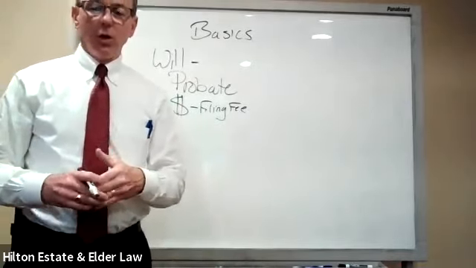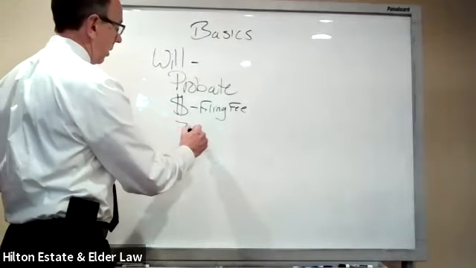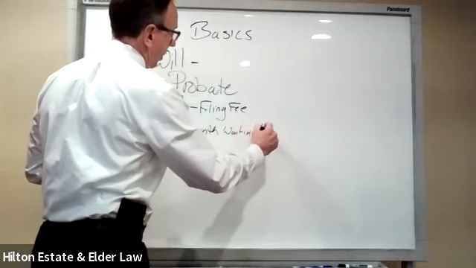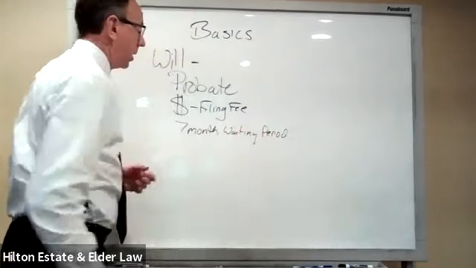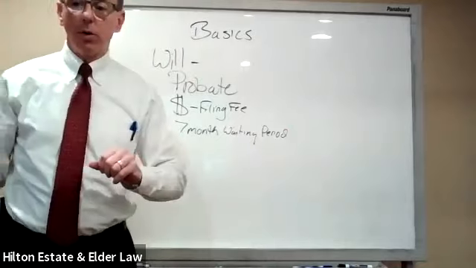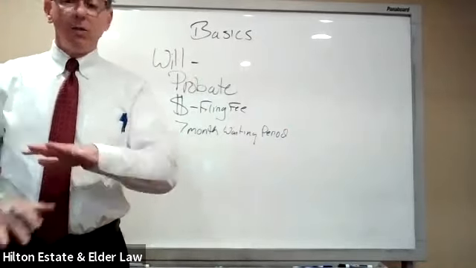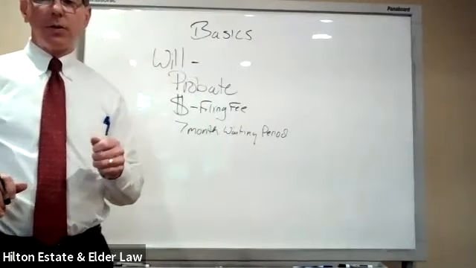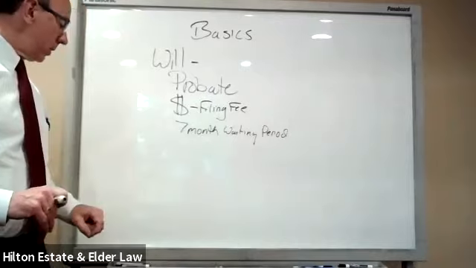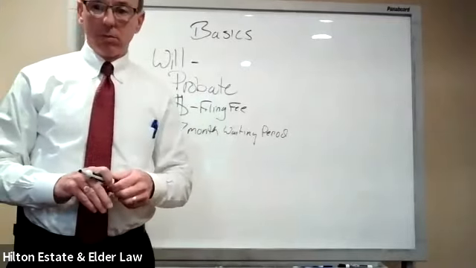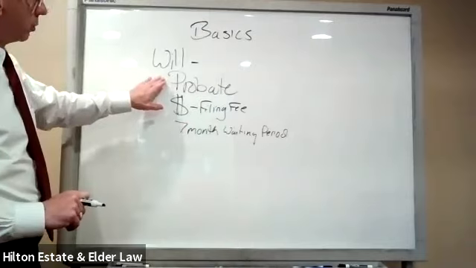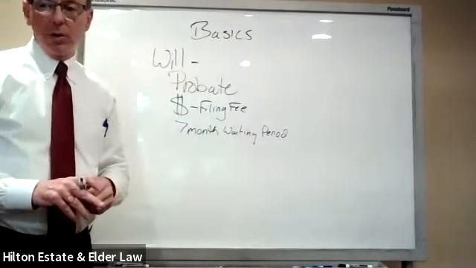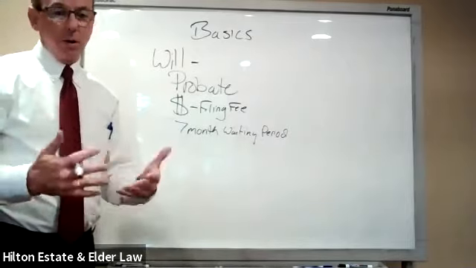The problem is that there is what's called a 7-month waiting period. That waiting period means that you must wait 7 months before an estate can be closed and distributed. Even if everything's done, you still have to wait. That's time to allow the creditors to file claims against the estate. Okay, so there's probate, there's filing fees, there's a 7-month waiting period, but the will ultimately will distribute the assets to the people that you've requested or that you've directed.